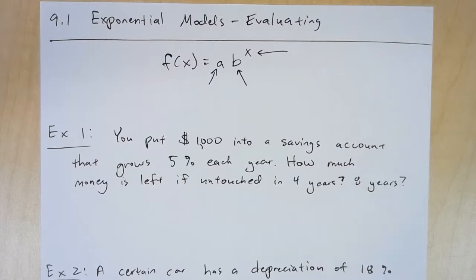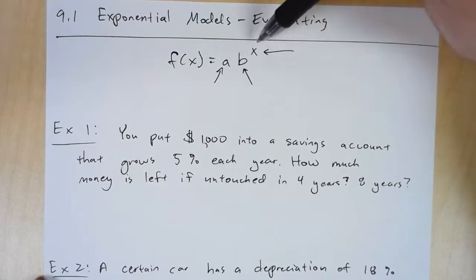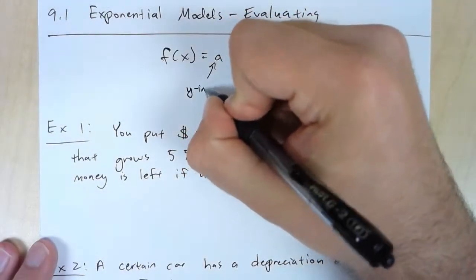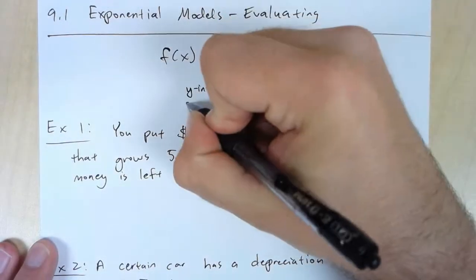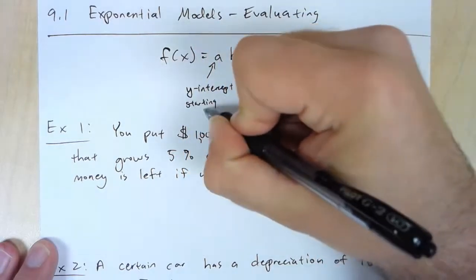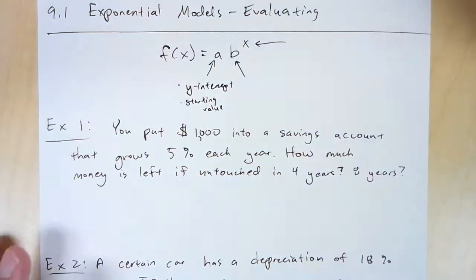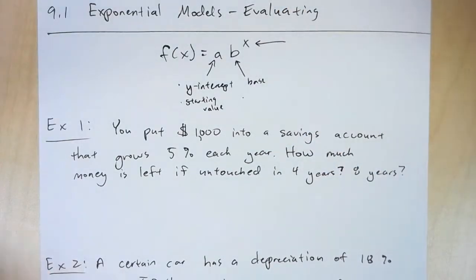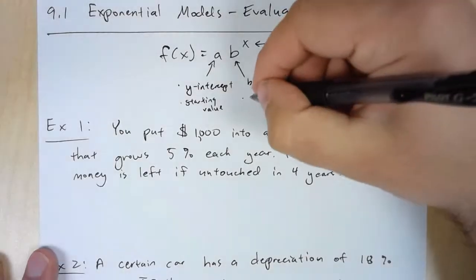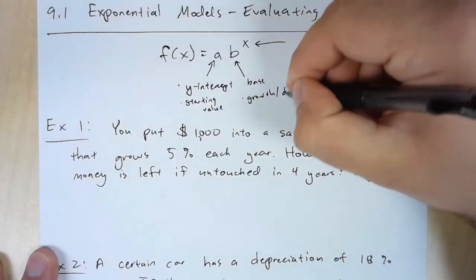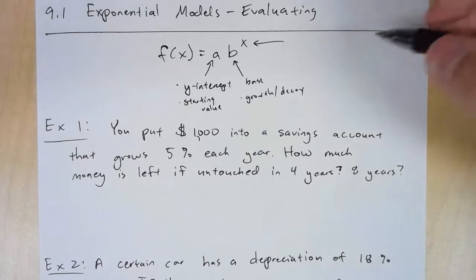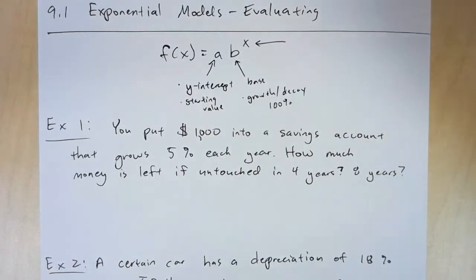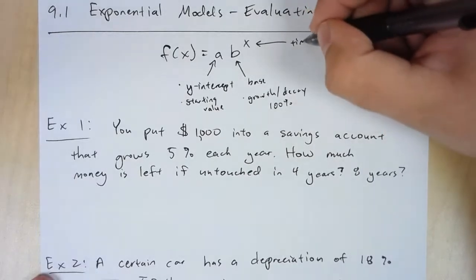So, just as a review, f of x equals a times b to the x power. These are exponential models. A is our y-intercept. It's also our starting value. B is our base number, and it's how we tell whether it's growth or decay, right? We're going to use 100% with this for growth or decay, and we'll just have to figure out what growth is versus decay. And then our x is our time interval.